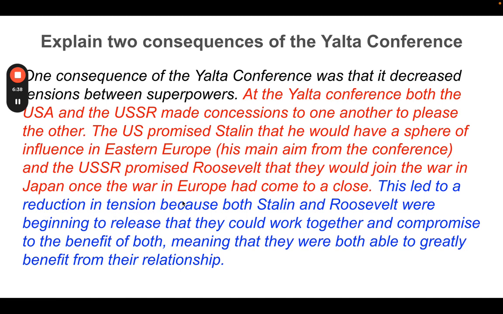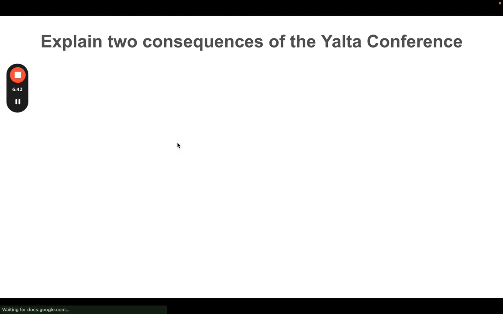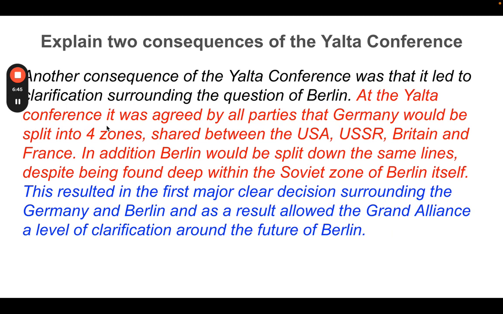And then if I move on to the second paragraph, at the minute I've only got 4 marks, I need to give that second consequence. It would look something like as follows. Another consequence of the Yalta Conference was that it led to clarification surrounding the question of Berlin. At the Yalta Conference, it was agreed by all parties that Germany would be split into 4 zones, shared between the USA, USSR, Britain and France.